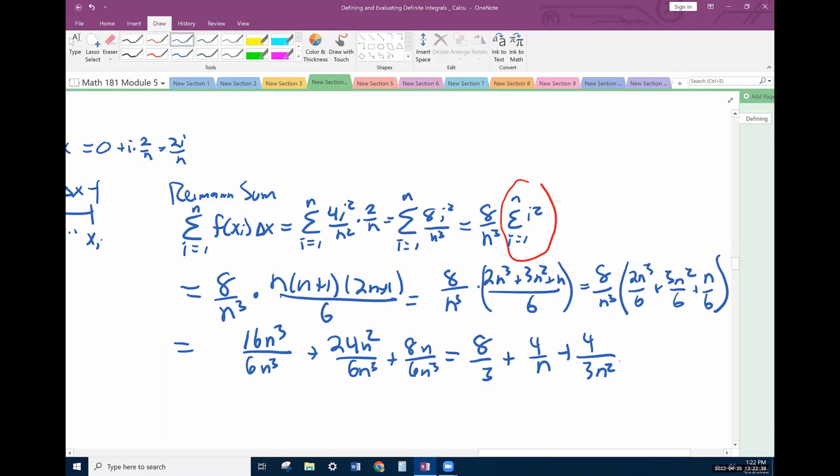So that doesn't look very bad at all. 8/3 plus 4 over n plus 4 over... I feel like, wasn't there a minus? No, it wasn't a minus. 4 over 3n squared. Okay, so we're almost there. We've done 99% of the work.